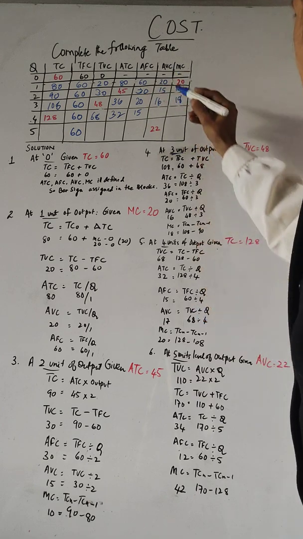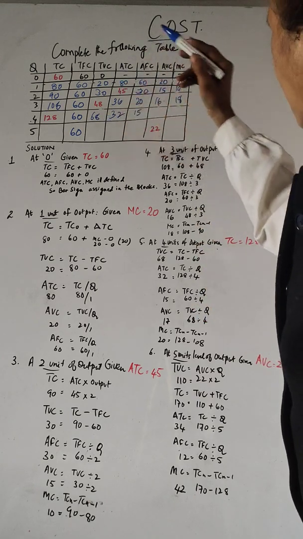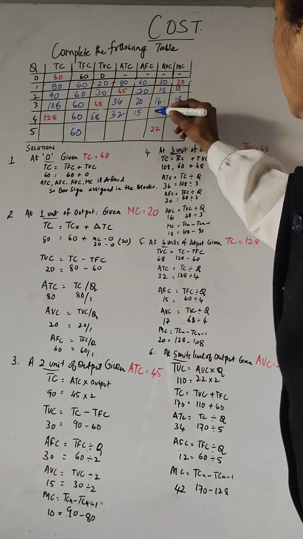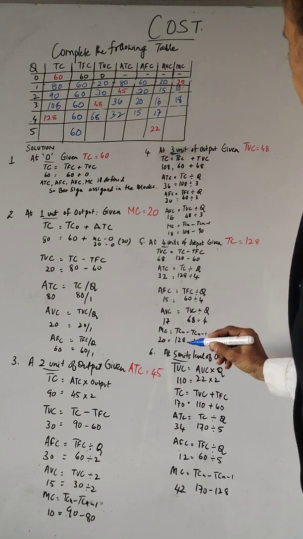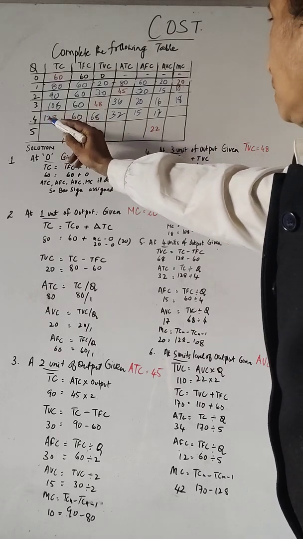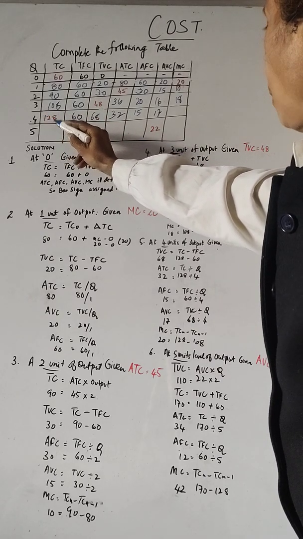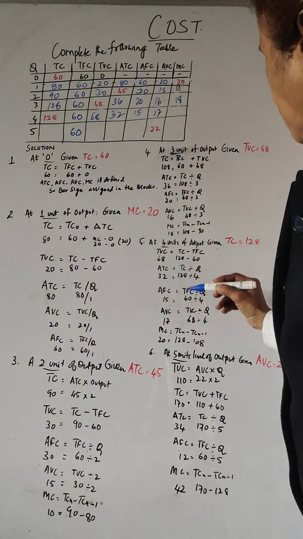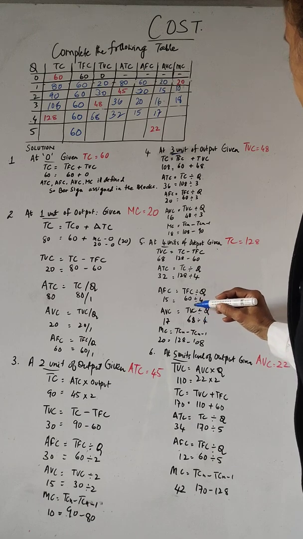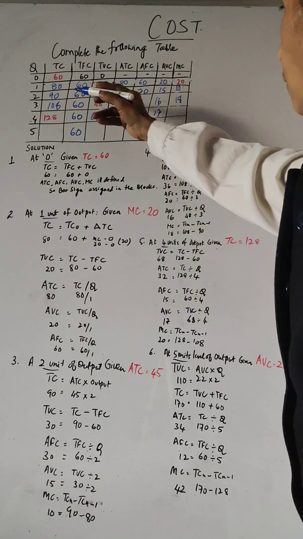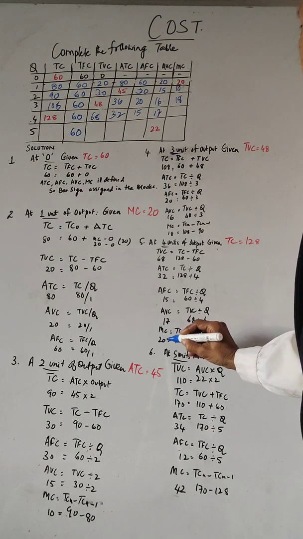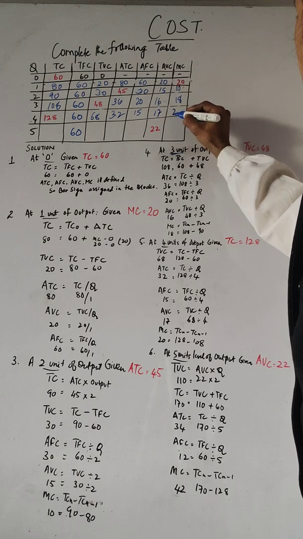Average variable cost is again TVC. TVC was how much? 68 divided by 4, divided by output, is equal to 17. And what is MC? TCn, that is of this particular unit, the fourth unit, total cost will be 128 minus the total cost of the previous, the third unit, that is 108. So 128 minus 108 is equal to 20. So here we write 20.